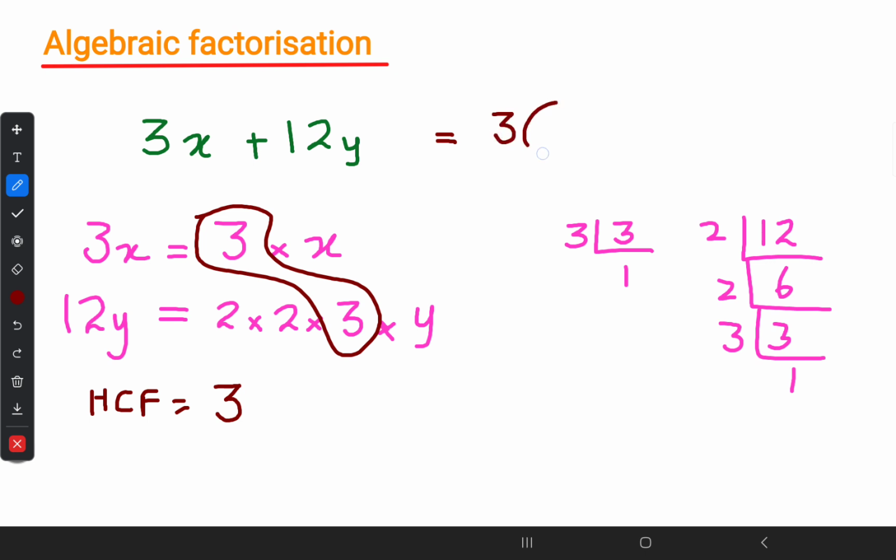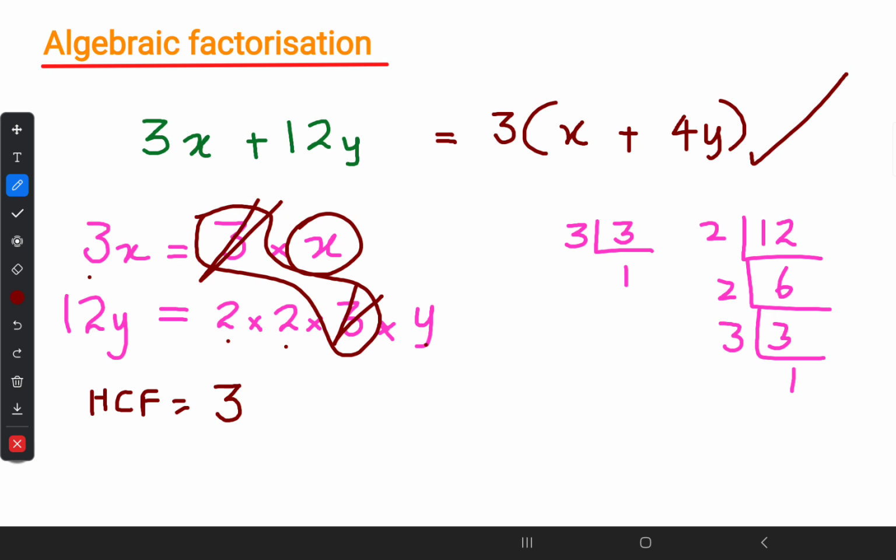I will select 3. From 3x, when you select 3 as a common factor, you just write 3 outside. What is the remaining? Only x. In 3x, when you bring 3 as a common factor, only x remains. Plus, from 12y, I selected 3 as a common factor. Only the HCF can be selected as a common factor. The remaining would be 2 times 2 times y, and 2 times 2 is 4, so 4y. This is the algebraic factorization, what we need to do.